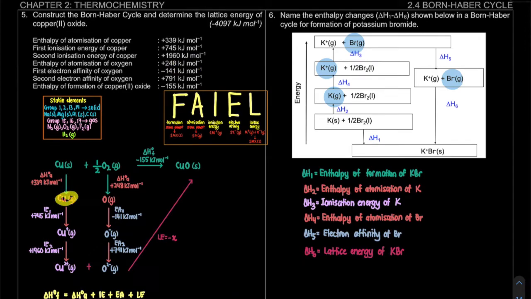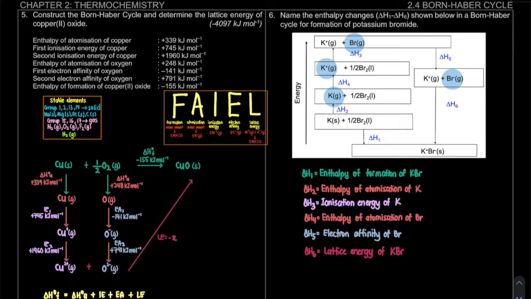From the Cu gas, first ionization, to Cu+. Then the second ionization is Cu2+. Okay, the same goes for the oxygen because we have first and second. So we have to do first O-, then we become O2-. Okay, so that is for example number 5.